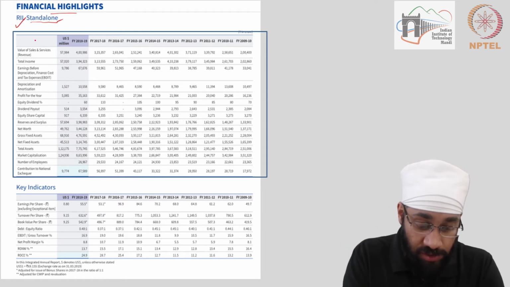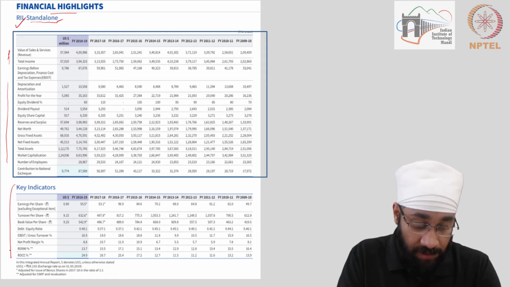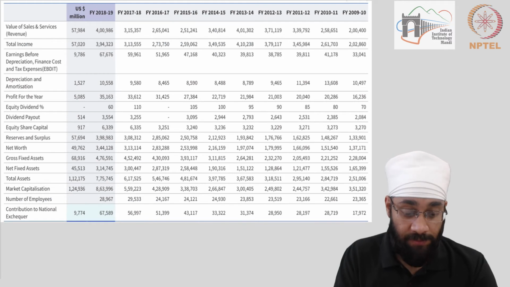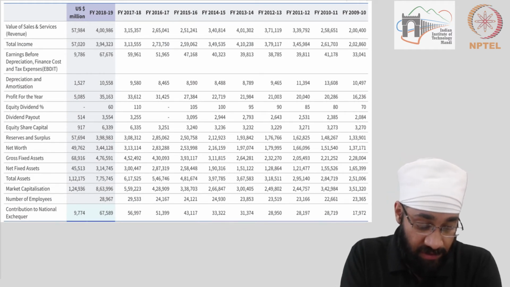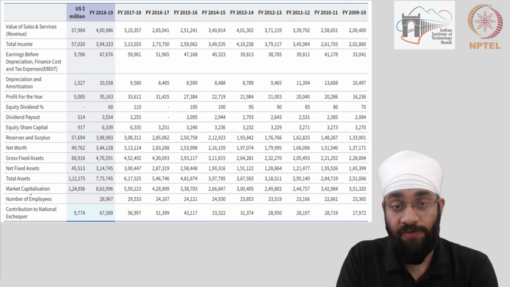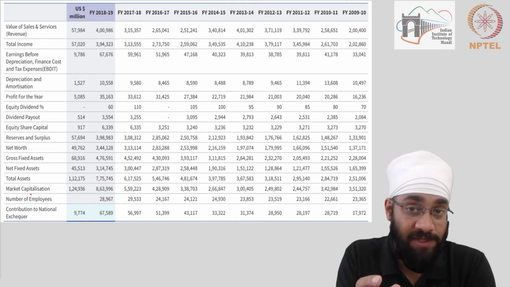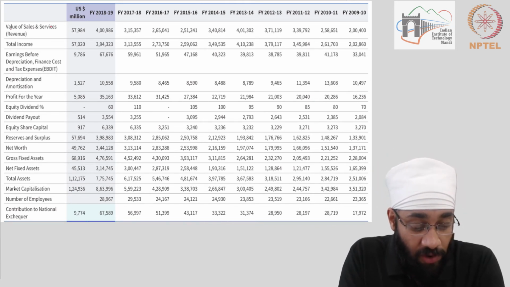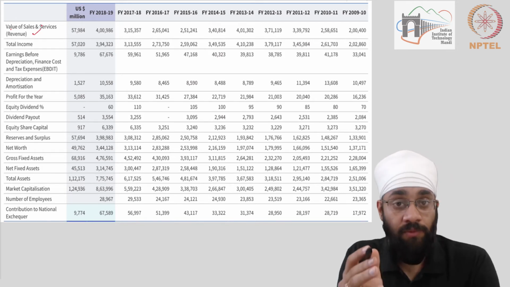So there are two sections to it. You have some key numbers here, and then some indicators, some ratios after that. Let us first look at these numbers. So what do you have here? Now, of all of this list, I bet you know 90% of the items already, and if not, 100%. So value of sales and services, well, you know it.